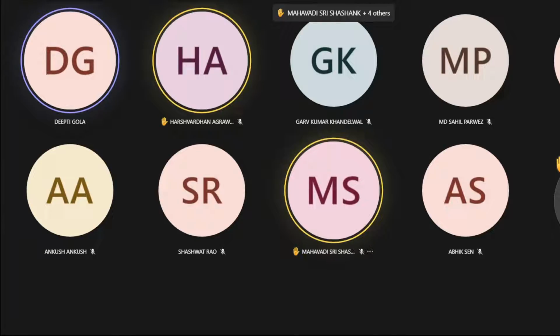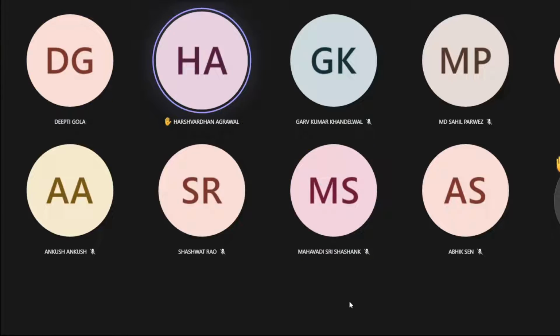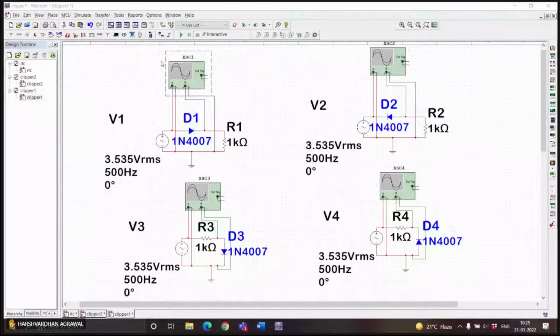Okay, next one is Harshvardhan. Yes, ma'am, I have completed the fourth one. Can I present? Yes. Ma'am, is my screen visible? Yes, it is.